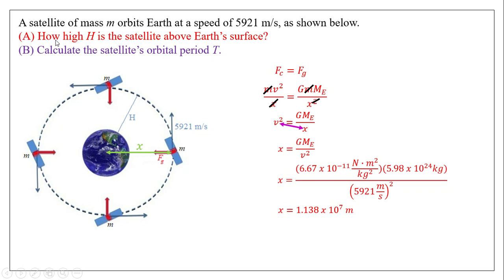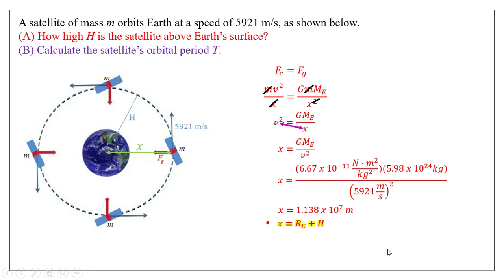You just found x, but part A asked you to find h. It didn't ask you to find x, it asked you to find h. So here in my work, I have a statement that's true. I said x is equal to the radius of the Earth plus h. So watch my cursor. If I start from the center and I go out to the surface of the Earth, that's the radius r. Well, I need to add this h in order to get to orbit. So x in this diagram is r plus h.